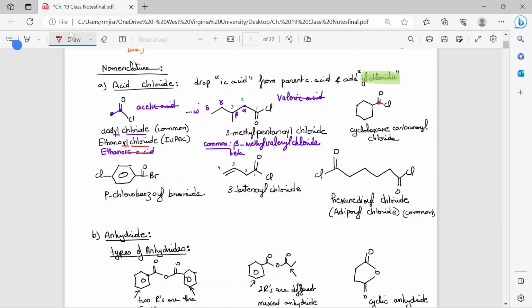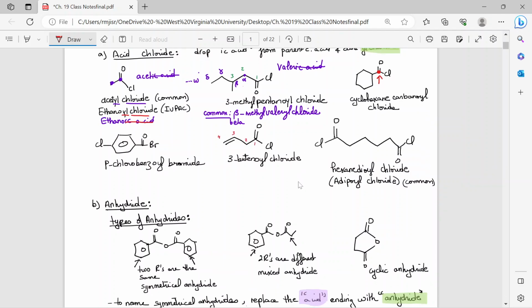If you have a carbon pointing out of the cycle, this is not a benzene, so you cannot name this carbon as a benzylic. Pay attention. This carbon is going to be a carb-, and since it belongs to an acid chloride, then it's going to be a carbonyl chloride. Now this carbon over here, it's going to be a benzoyl, because it is a benzylic carbon. See the difference between this carbon over here, which is connected to the benzene, and this carbon over here, which is connected to the cyclohexane.